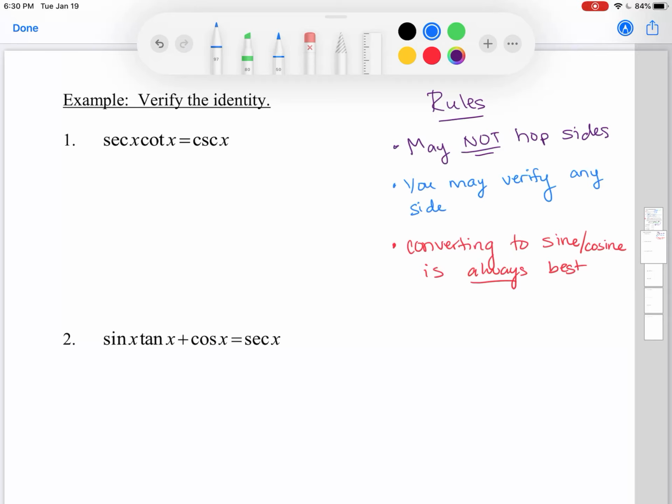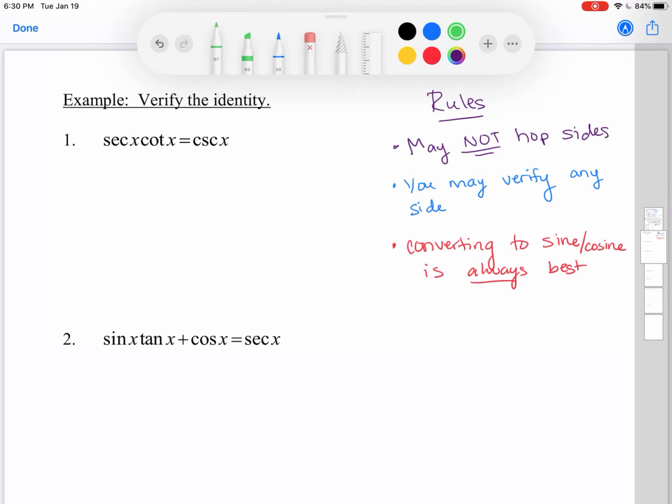All right. So, on question 1, I'm going to solve the left-hand side. And the reason why I'm going to work on the left-hand side is because there's more to work with. What it's saying is secant x times cotangent x, there's multiplication happening in the middle, has to equal cosecant x. So I have to verify that it is the same as cosecant x. The trick is I just have to know how.